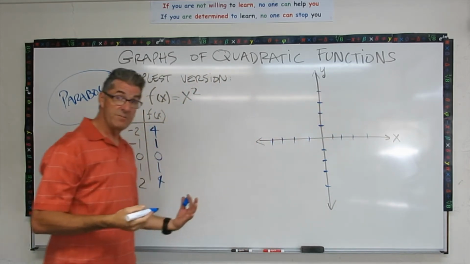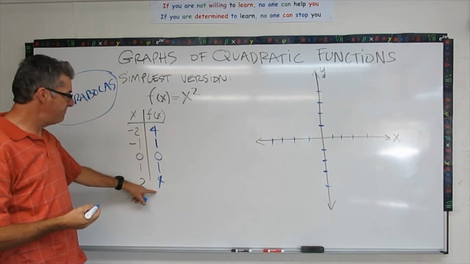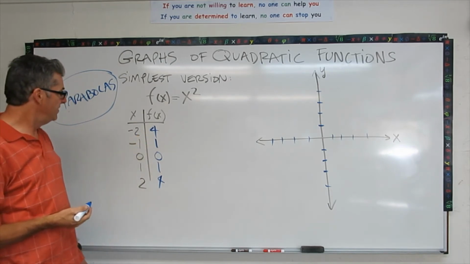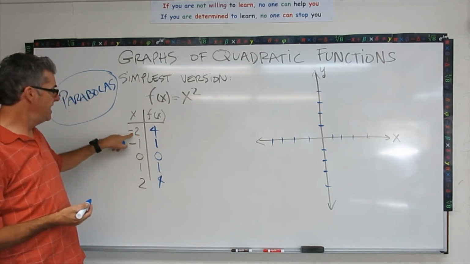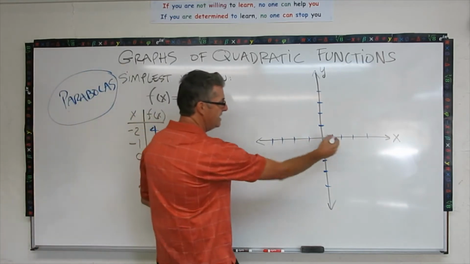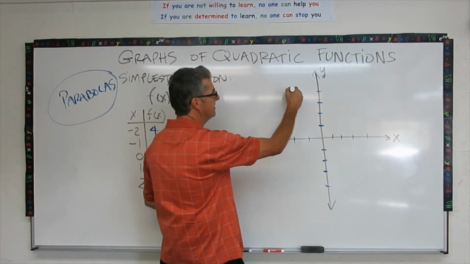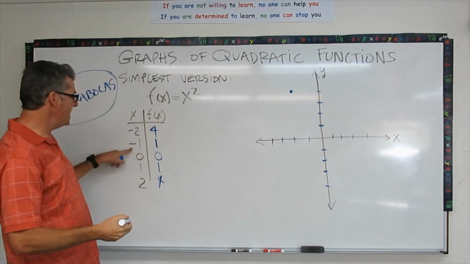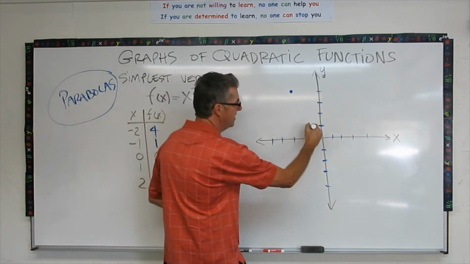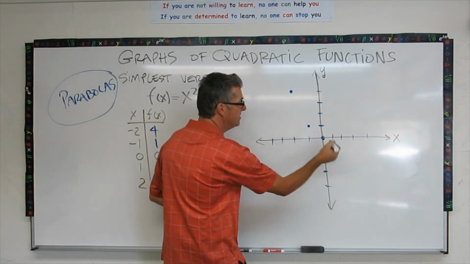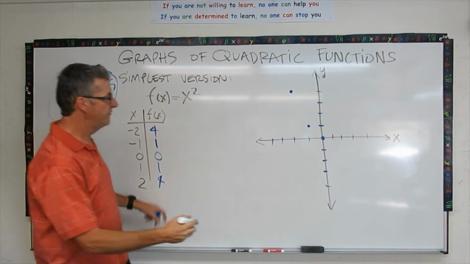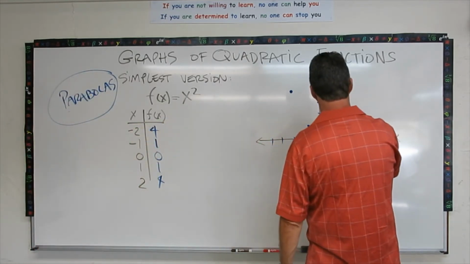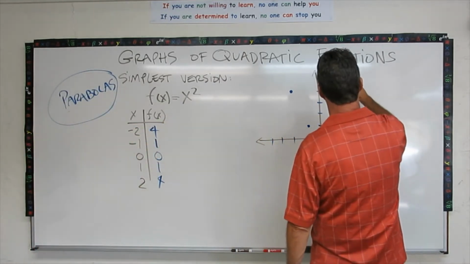So I made 4 tick marks because I don't need to go any bigger than 4. Okay? So let's do my first point. -2, 4. So that's -2 up 4. It's right there. My second point is -1, 1. So that's right there. Then I have 0, 0. Then I have 1, 1, and 2, 4.